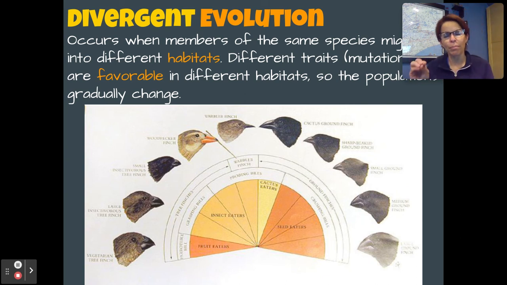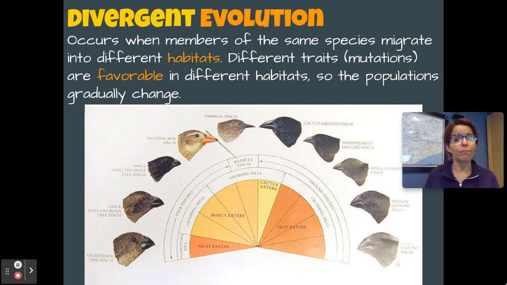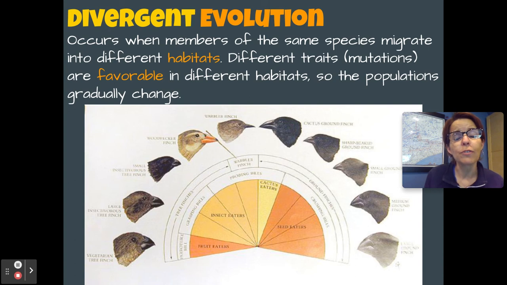Okay, a totally different type of evolution is called divergent evolution. And this is one you're probably most familiar with, even though you've never called it that. This occurs when members of the same species migrate into different habitats. Different traits or mutations are favorable in different habitats, so the populations gradually change. Classic example here is Darwin's finches. So these are Darwin's finches.